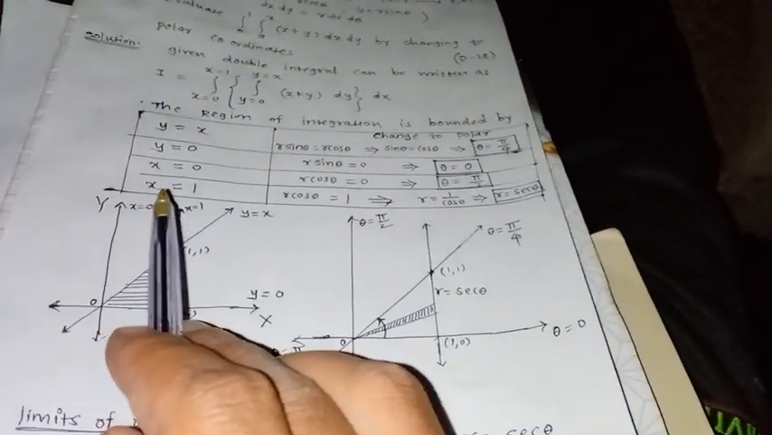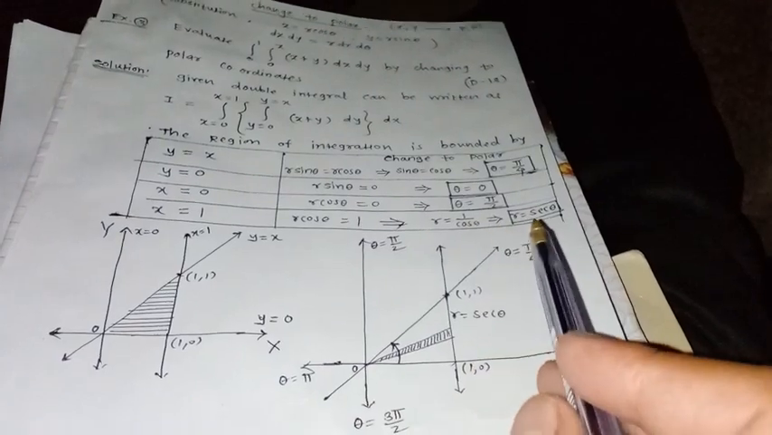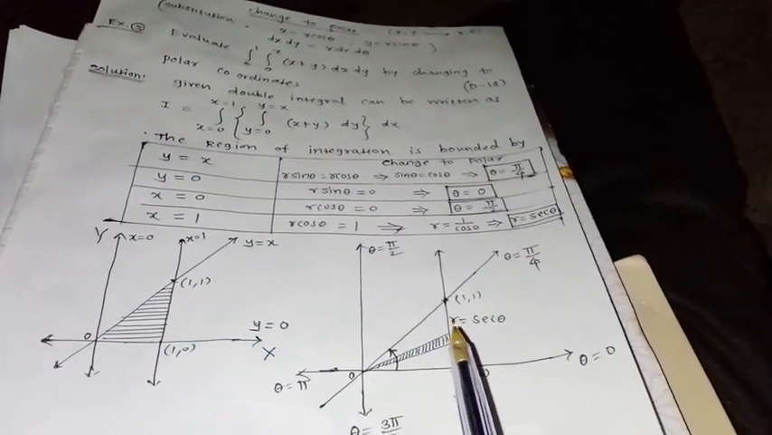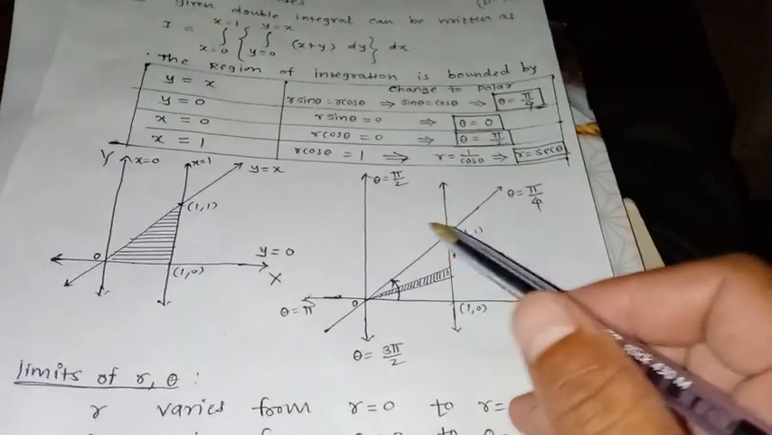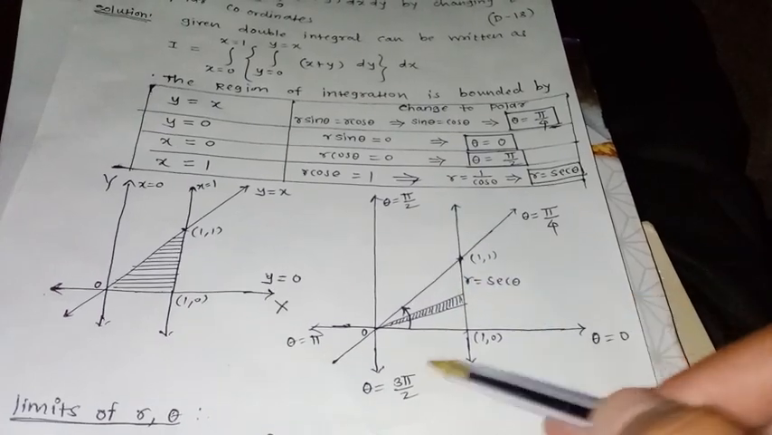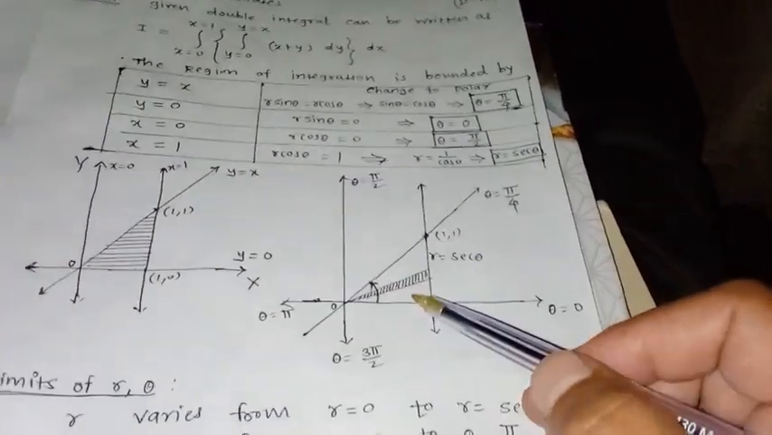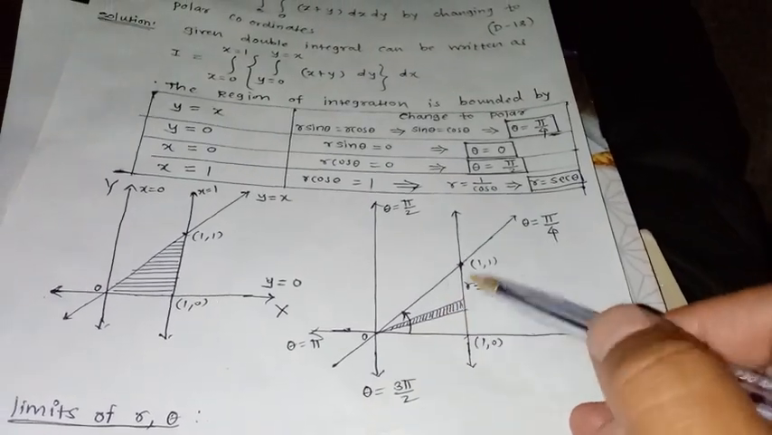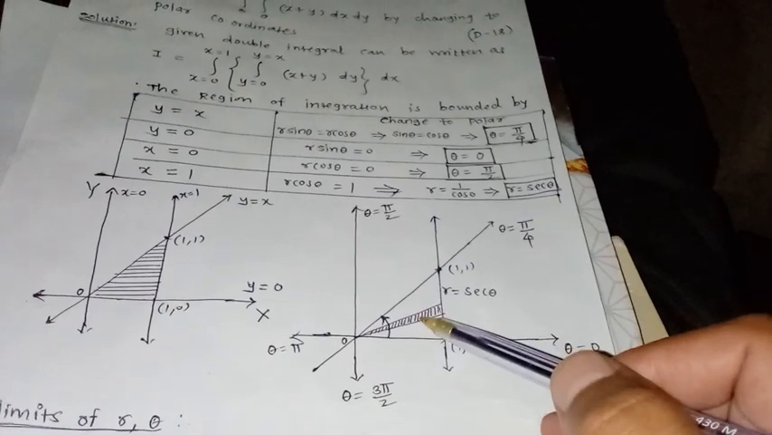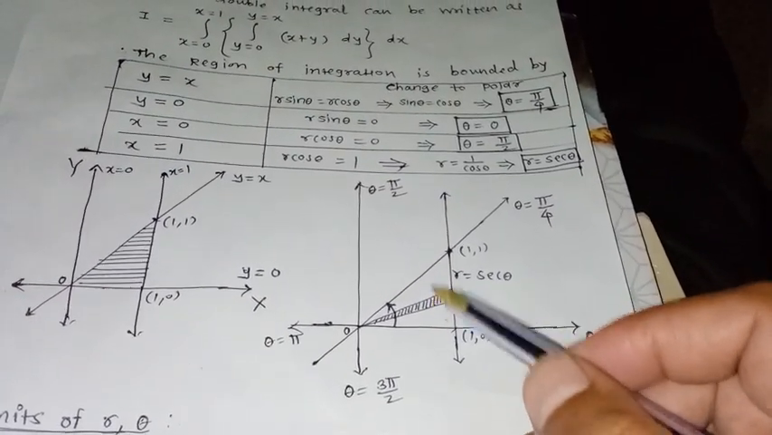And the last curve, that is x equals 1, this line, can be written as r equals sec theta. That is nothing but this line, and the equation of this line is r equals sec theta. So these are the graphs of our region of integration in terms of r and theta, and our region of integration is this region. Therefore, we have to find our double integration using that region, and for this we have to find the limits of r and theta.